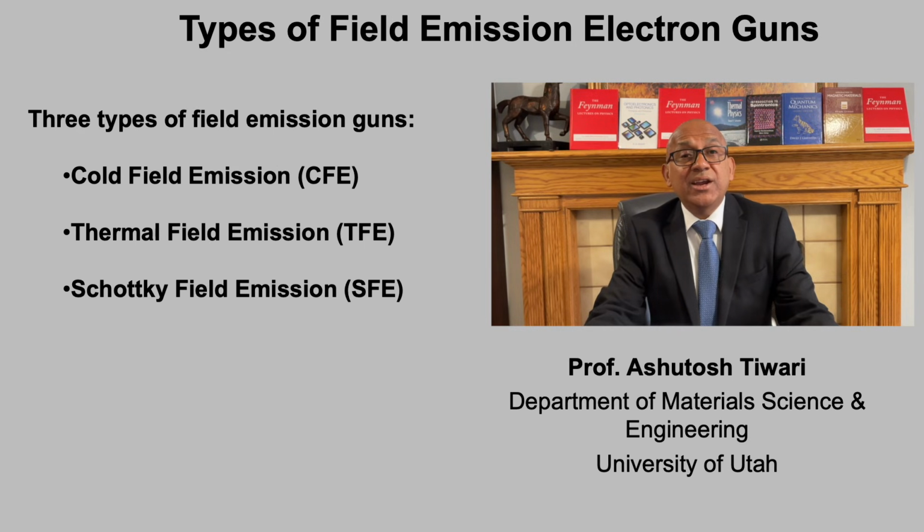There are three different types of field emission electron sources: cold field emission (CFE), thermal field emission (TFE), and Schottky field emission (SFE). The figure on this slide illustrates the potential energy barrier at the emitter surface and how it is modified under these three emission conditions. The vertical axis represents electron energy, while the horizontal axis represents the distance from the emitter surface into the vacuum.